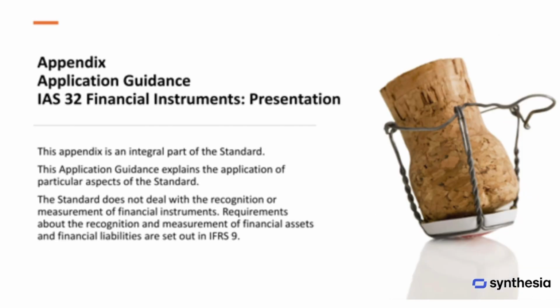The appendix provides application guidance and is considered an integral part of IAS 32, Financial Instruments: Presentation. It explains how to apply specific aspects of the standard. However, the standard itself does not cover the recognition or measurement of financial instruments. Those requirements, including how to recognize and measure financial assets and liabilities, are set out in IFRS 9.